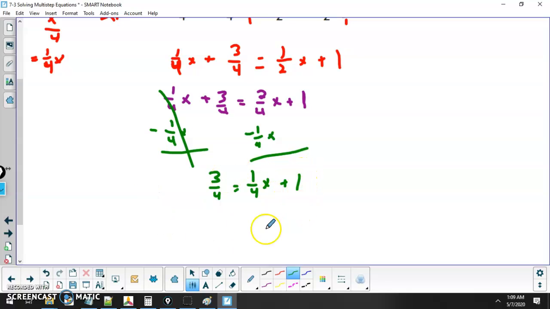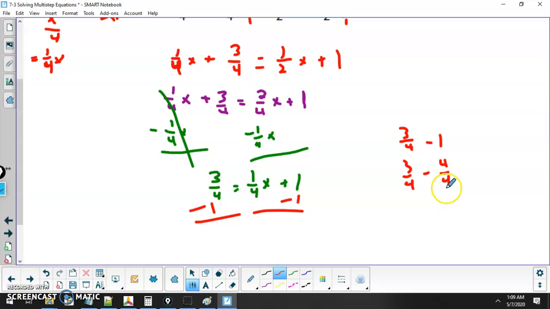So we need to now do the 2-step. All right, so get rid of the plus 1 by subtracting 1 on both sides. Okay. Now, you might be wondering what 3/4 minus 1 is. So I should have maybe changed my denominators there. 3/4 minus 1 is equivalent to 3/4 minus 4/4. Okay? Because minus 1 is the same thing as 4/4. So that's the common denominator. 3/4 minus 4/4 is negative 1/4 equals 1/4 x.